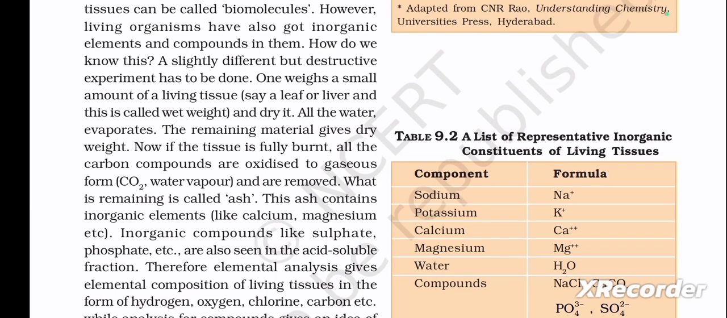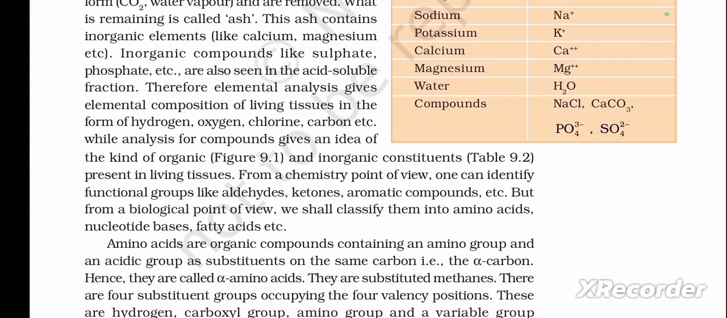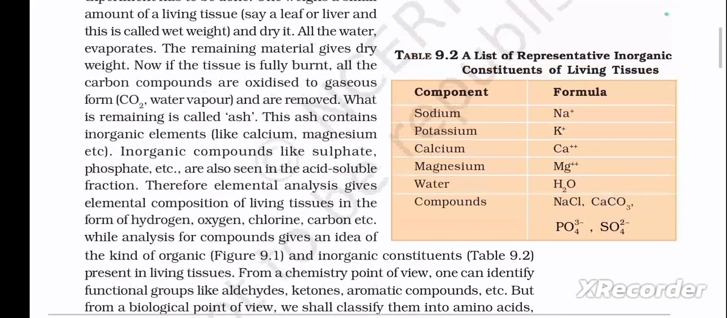Therefore, elemental analysis gives elemental composition of living tissues in the form of hydrogen, oxygen, chlorine, carbon, etc., while analysis for compounds gives an idea of the kind of organic and inorganic constituents present in the living tissues. From a chemistry point of view, one can identify functional groups like aldehydes, ketones, aromatic compounds, etc. But from a biological point of view, we shall classify them into amino acids, nucleotide bases, fatty acids, etc.